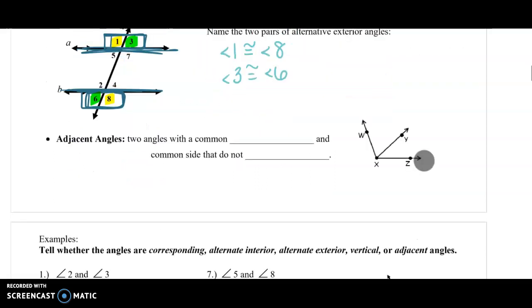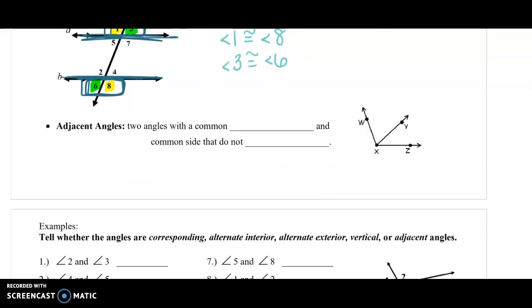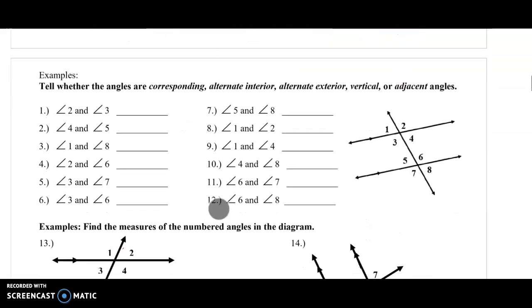Okay? Now we have something called adjacent angles. Adjacent angles are two angles with a common vertex and a common side that do not intersect. So they don't intersect each other, they don't overlap on each other. Okay, so we would have this angle right here and that angle right there. They share a vertex, they have a common side, but they don't intersect at all. So let's look at some examples.